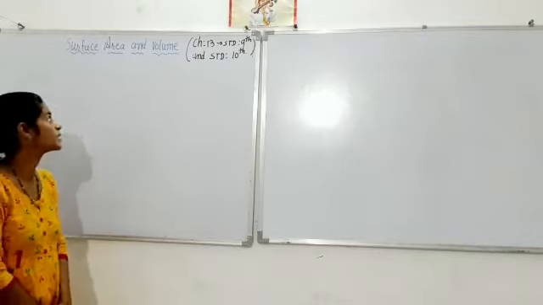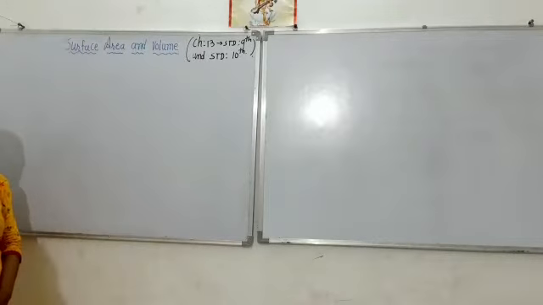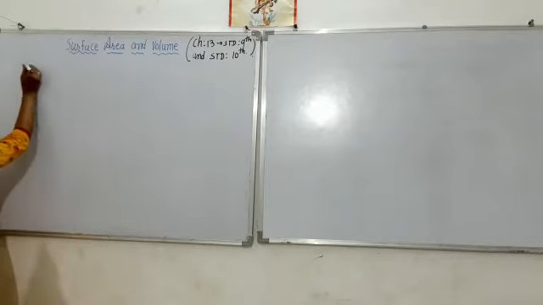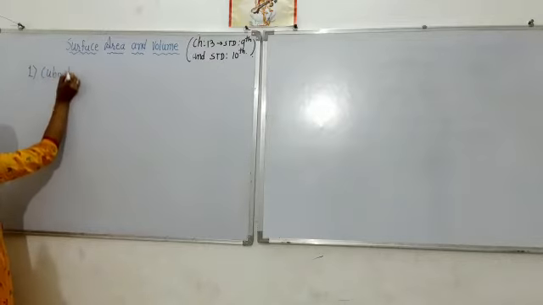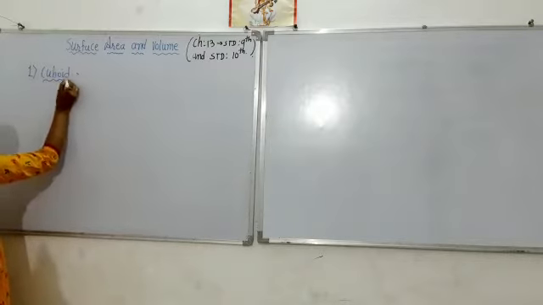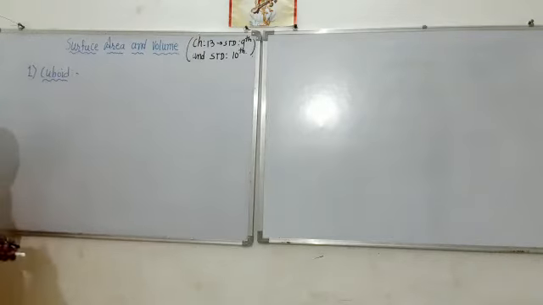Today our topic is surface area and volume. This is chapter 13 in standard 9 as well as in standard 10. First we understand the cuboid. We know a cuboid is obtained from a rectangle, so its figure looks like this.